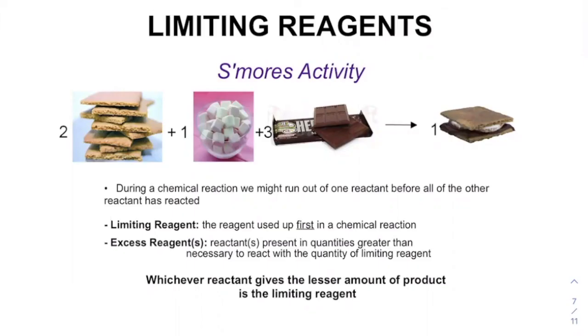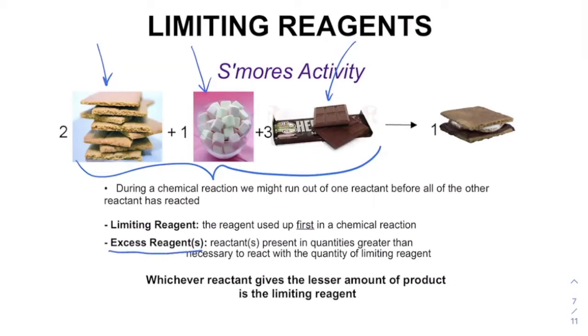Let's go. Limiting reagent. If we think about making some s'mores sandwiches over an open fire, for each s'more we're going to need 2 graham crackers, 1 marshmallow, and 3 pieces of chocolate candy. And if what you are given is limited to right here, we're probably going to run out of either the graham crackers or the chocolate first, right? We have plenty of marshmallows. So in this case, the marshmallows would be our excess reagent.